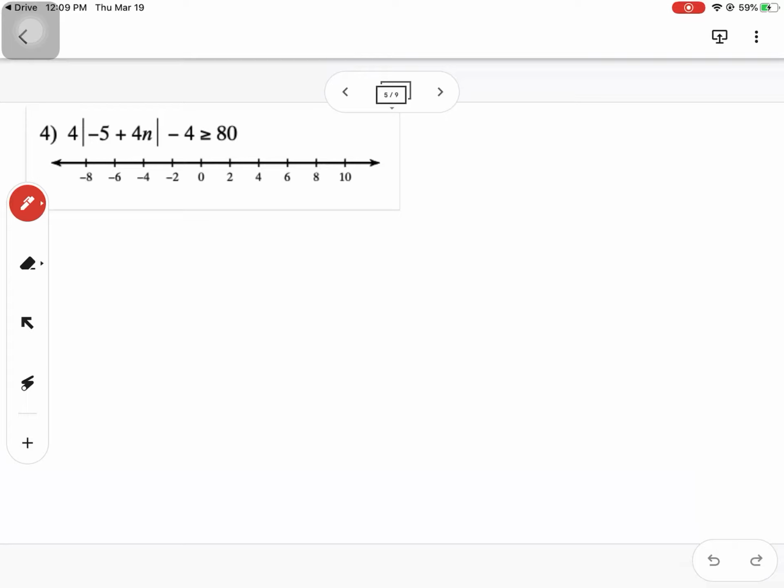Once we talked about those, we also discussed absolute value inequalities. And these got a little bit trickier, and so we'll talk these through. Just like with your absolute value equations, you do need to start by isolating your absolute value. So I'm going to add 4 and then divide by that 4, and you get negative 5 plus 4n, absolute value, 84 divided by 4 is greater than or equal to 21.